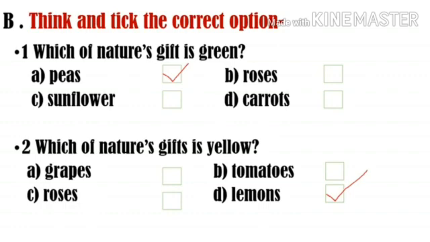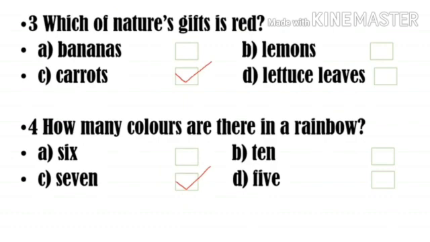Second question. Which of nature's gift is yellow? A. Grapes, B. Tomatoes, C. Roses, D. Lemons. The answer is D. Lemon. Third question. Which of nature's gift is red? A. Bananas, B. Lemons, C. Carrots, D. Lettuce leaf. The answer is C.